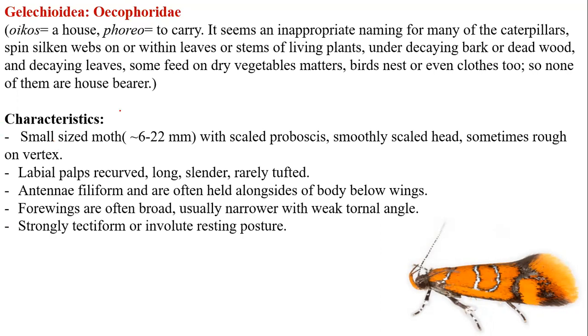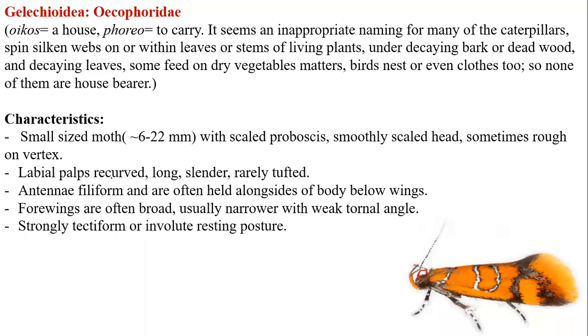However, we have nothing to do because this was named by early workers. So let's try to discuss their characteristics. They are very small moths with a scaled proboscis, which is not always visible from photographs, and they have a smoothly scaled head. You are seeing here that their heads are smoothly scaled, or sometimes rough on the vertex. To understand these features, we need good quality images, which I have already discussed.